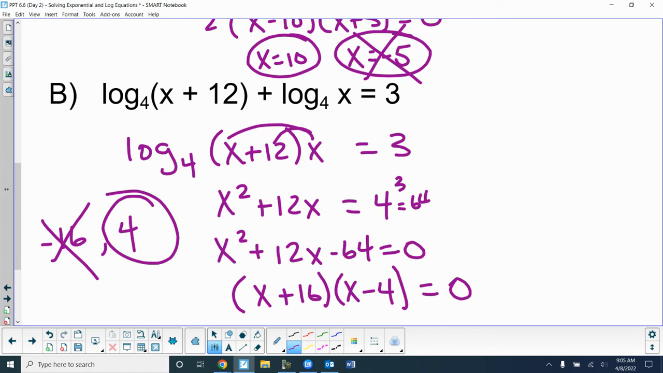Yes. 4 cubed, right? We put those together. When we change it from a log form to exponential, whatever comes after the log equals the base to that power. Okay?